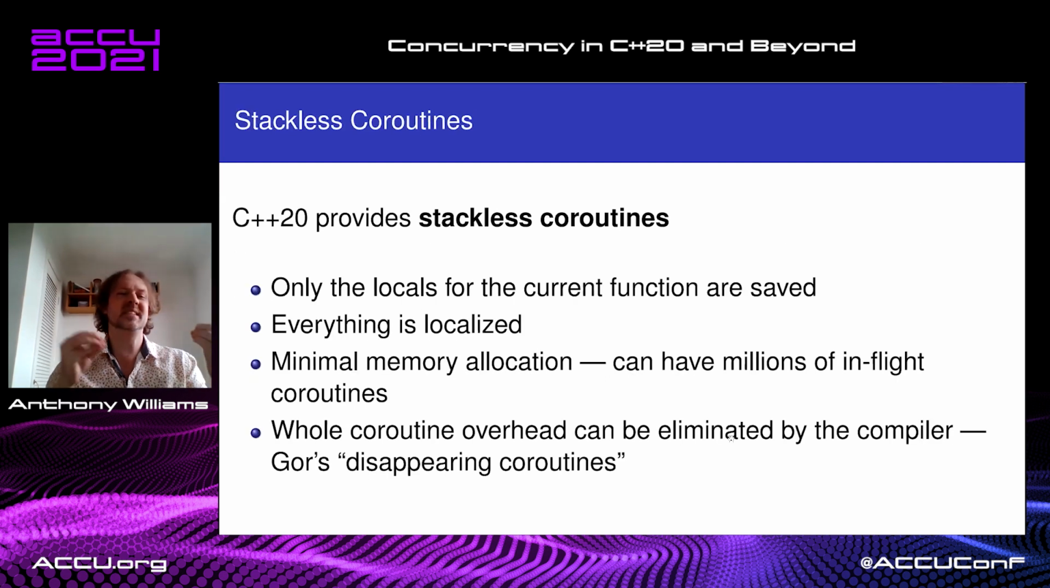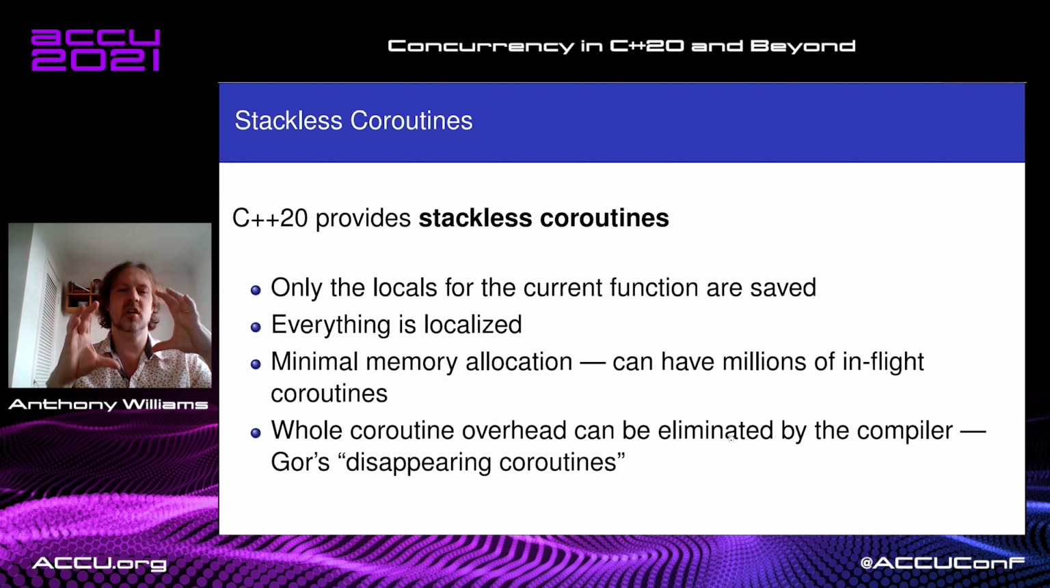C++20 provides stackless coroutines, so it's only the local variables of that function that are preserved, not the whole call stack. Which means everything is localized. Memory allocation is minimal because if you have a stackful coroutine and you save the whole call stack, then when you switch it, you've got to have a whole new call stack.